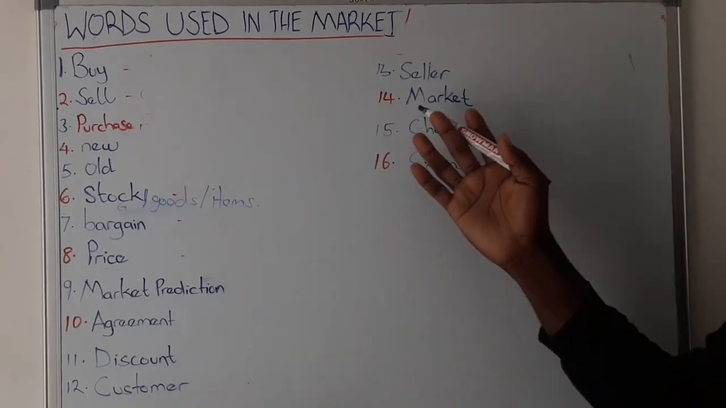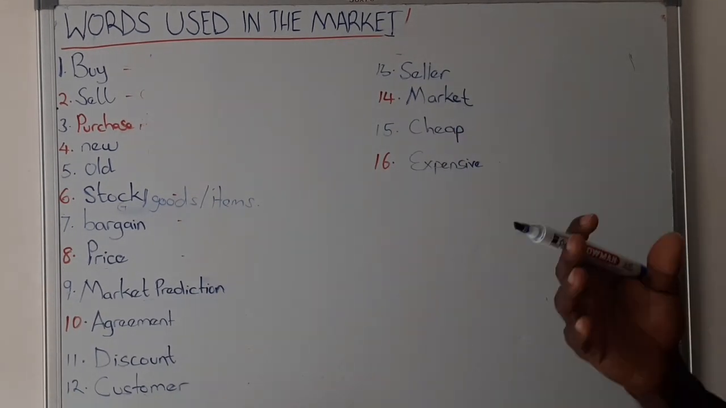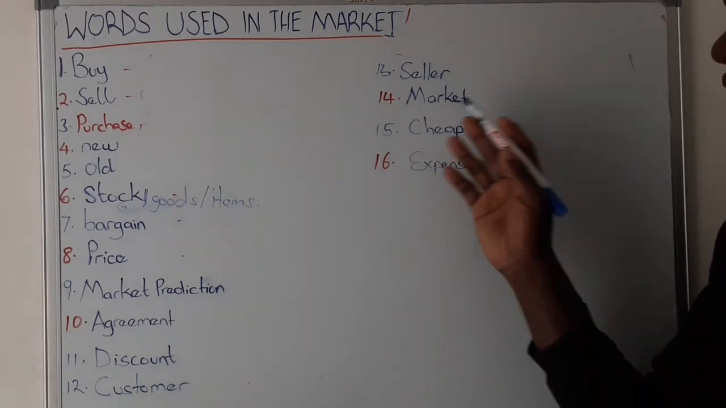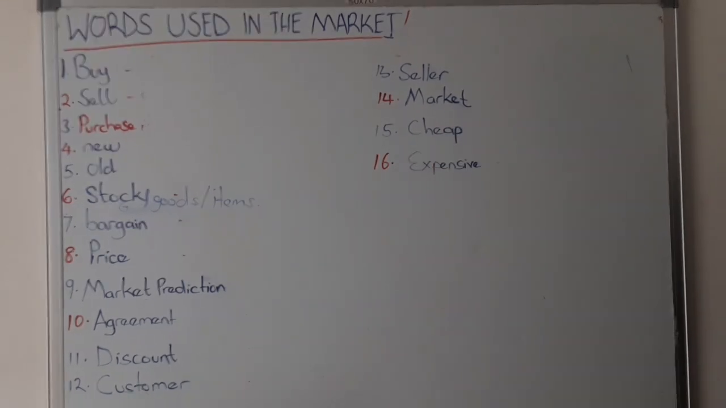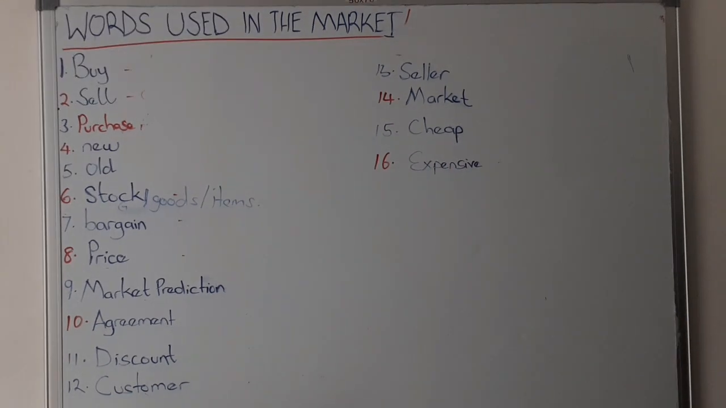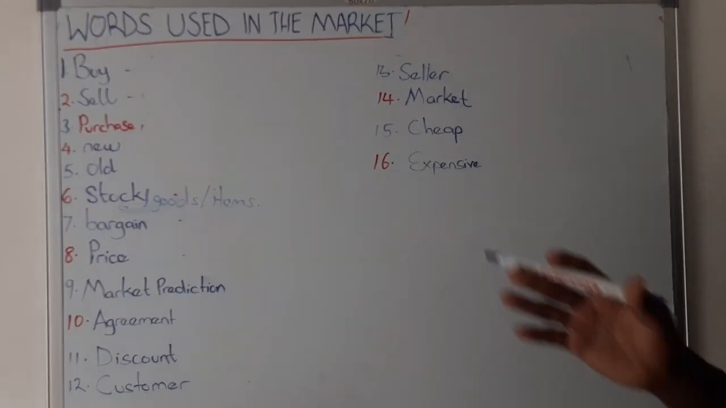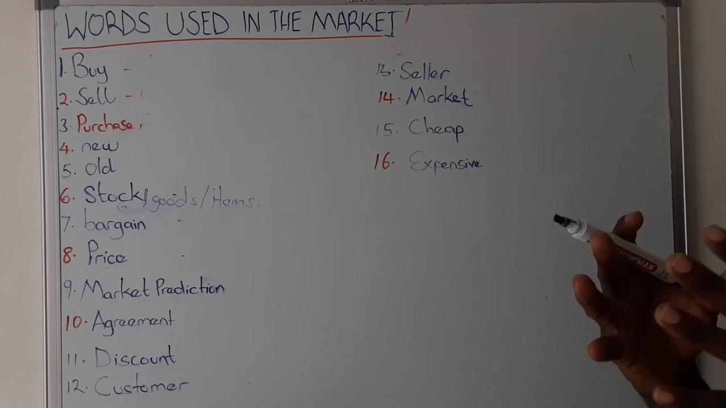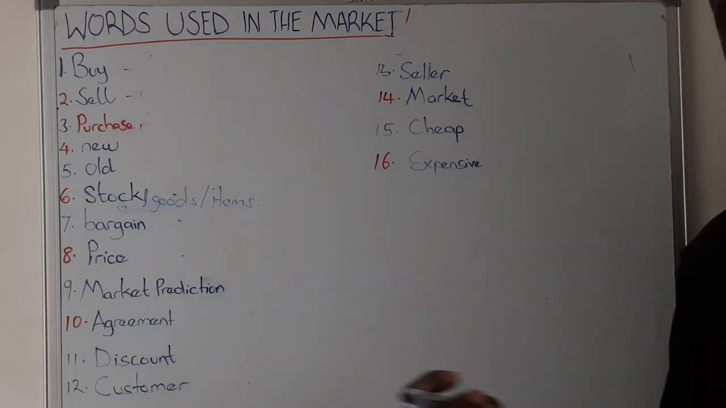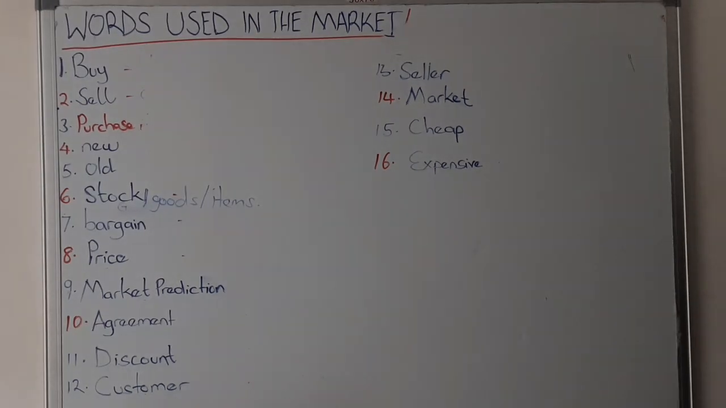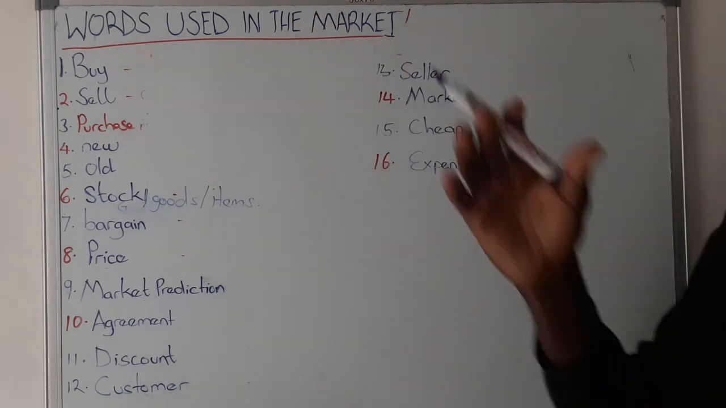Market. So market is the place where we buy the commodities. Cheap. Something cheap. An example, the cup is cheap. The plate is cheap. Something to be cheap in cost. Well, if it is not cheap, it is expensive. Expensive. Something, for example, a car is more expensive compared to a cup. Okay, those were some of the words that are commonly used in the marketplace.